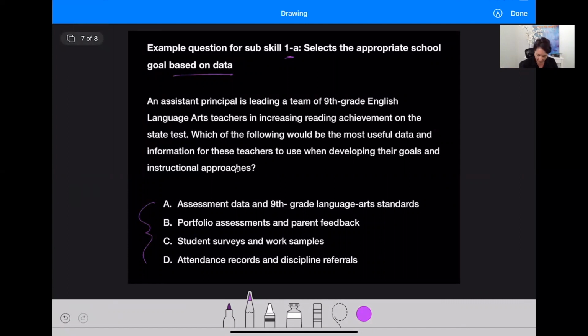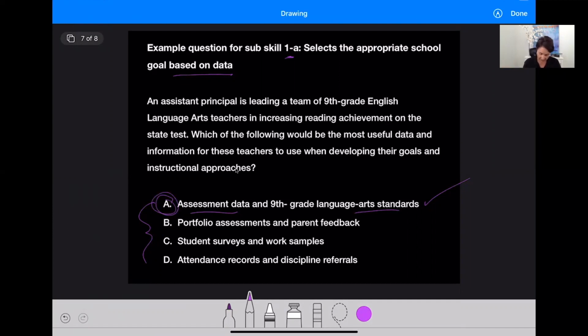Assessment data and 9th grade language arts standards. That's probably going to be the answer, but let's keep going. Portfolio assessments and parent feedback, still not as good as assessment data and language arts standards. Student surveys and work samples, attendance records and discipline referrals. Well, it all depends on what we're looking for here. So right now, A is my answer, but let's go back into the question.